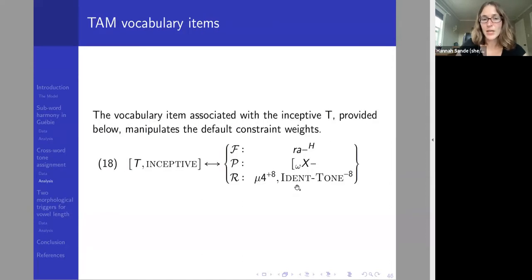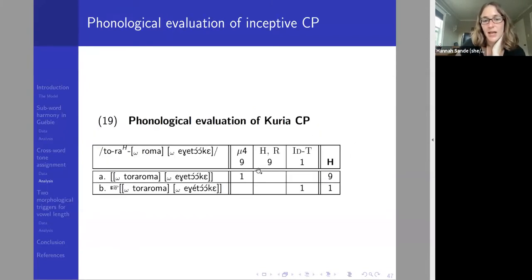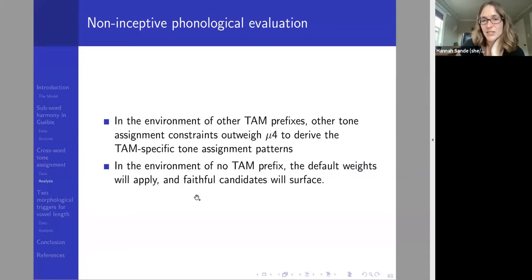So only in the domain of this inceptive morpheme are we going to get a manipulation of our default constraint weights, and we'll get this assigned tone to the fourth mora constraint being weighted very high, which will get us the high tone in the right place in the output. In the environment of other tense aspect prefixes, other tone assignment constraints outweigh this one, deriving the correct morpheme-specific tone assignment patterns. And in the environment of no tense aspect prefix, the default weights apply and the faithful candidate will surface.